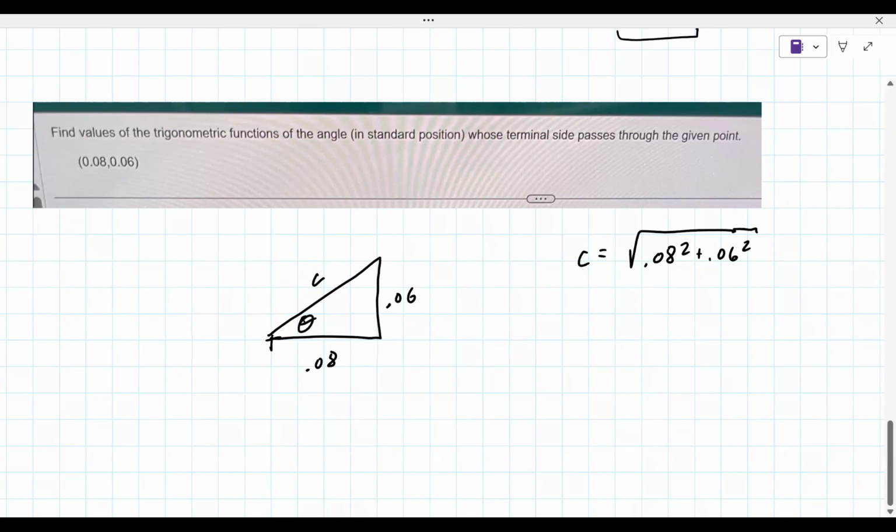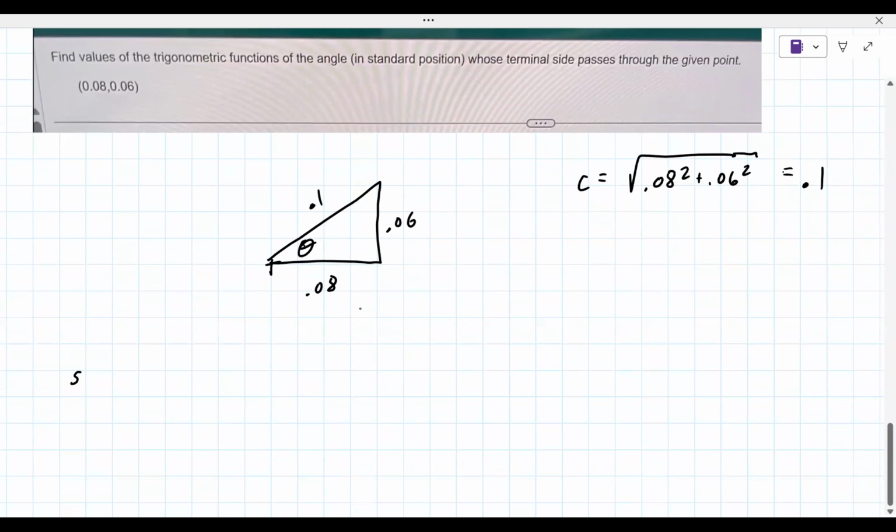All right, so R equals the square root of 0.01. What does that become? 0.1, I'm sorry. So now we can do all of them. This will replace the C with 0.1. And then sine of theta is opposite over hypotenuse.